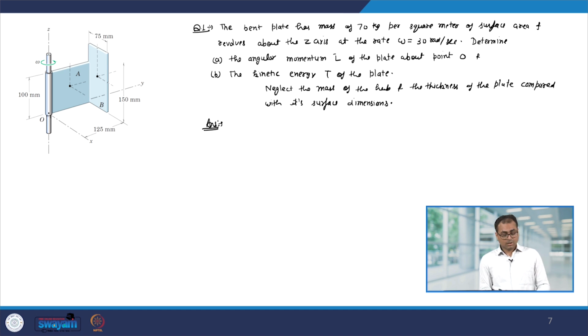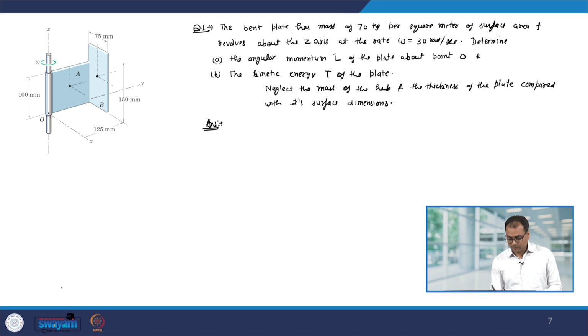Okay. So, in this question we have been asked to find the angular momentum L of the plate about the point O. About point O, this is making a fixed axis rotation, and first we have to find out what the inertia matrix is. The inertia matrix I am not calculating because this is something that we have done earlier. Let me write down the final answer for the moment of inertia matrix for this geometry.